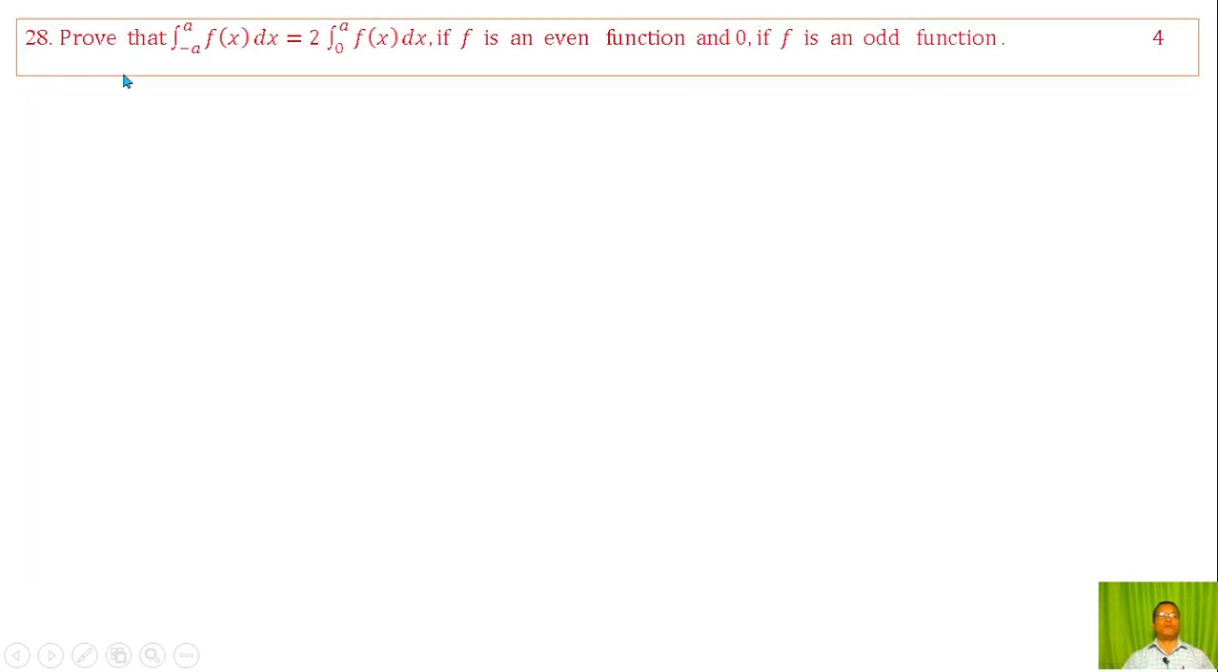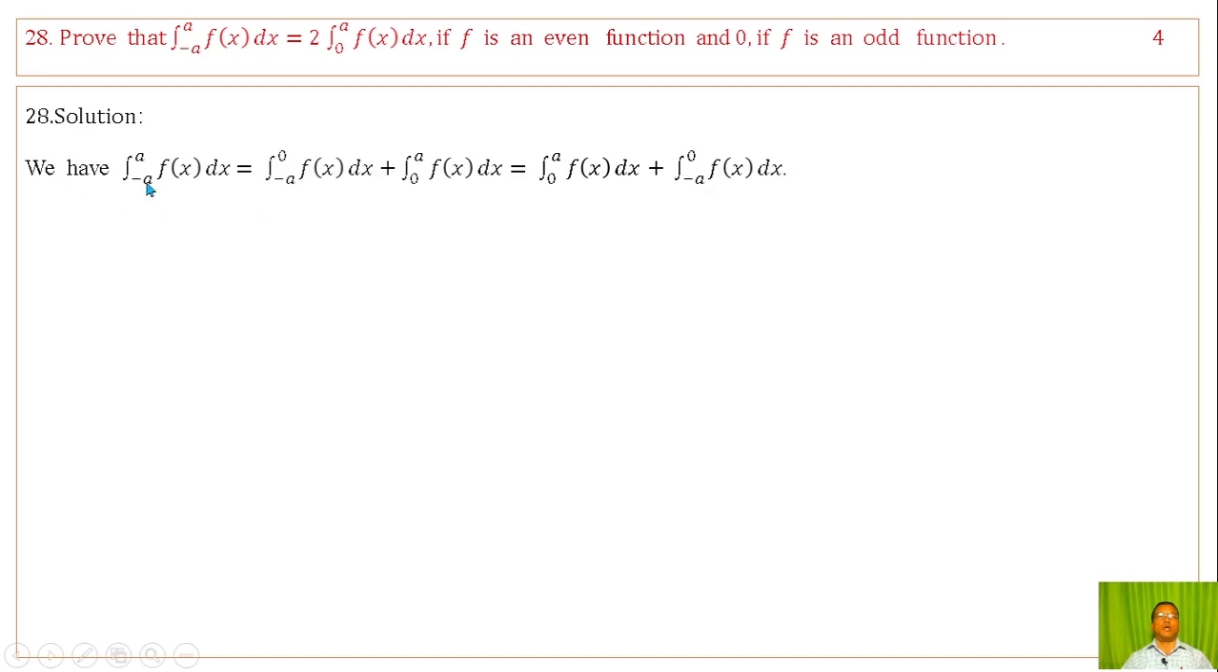Question number 20. Prove that the integral of f of x dx between minus a to a is equal to 2 times the integral of f of x dx between 0 to a if f is an even function, and whose value is 0 if f is an odd function. 4 marks. We have this interval as the sum of two intervals. This definite integral is expressed as the sum of two definite integrals, which is here, and similarly for the other.